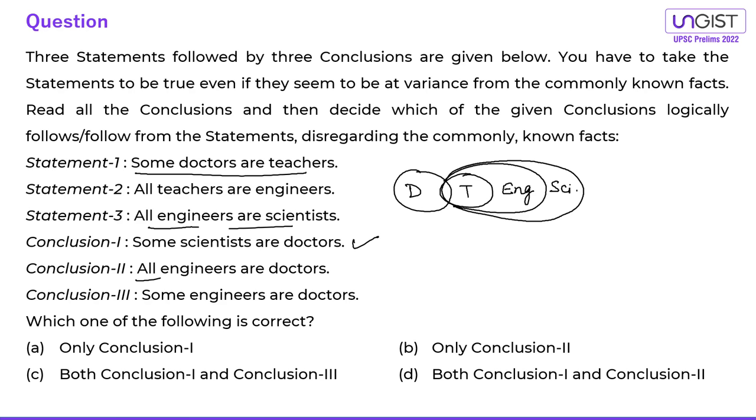All engineers are not doctors. No, it is not correct. Third conclusion, some engineers are doctors. Some engineers, yeah, it is correct. So one and third is correct. C option, both conclusion first and third are correct. C option is the correct choice. All right, everyone. Now let's move to the next question.